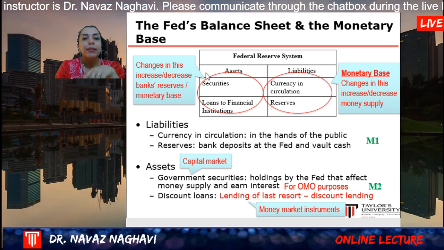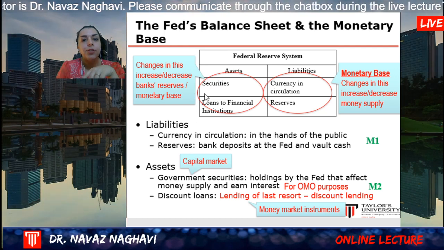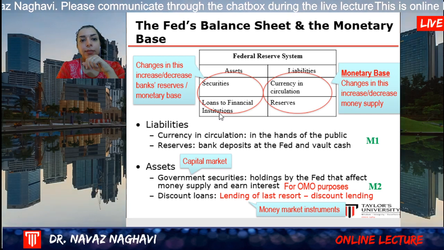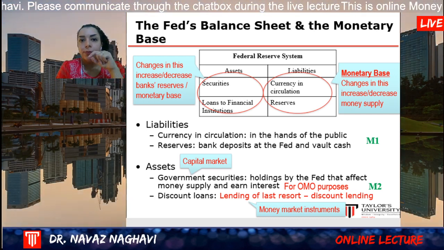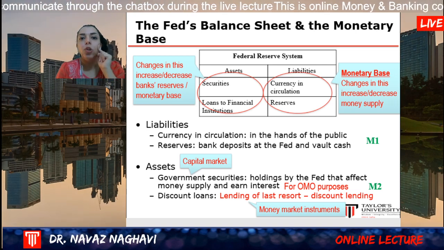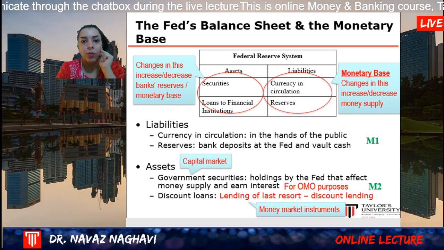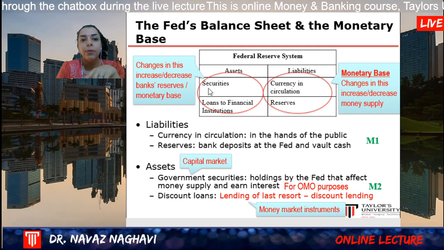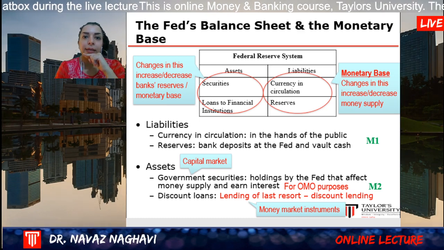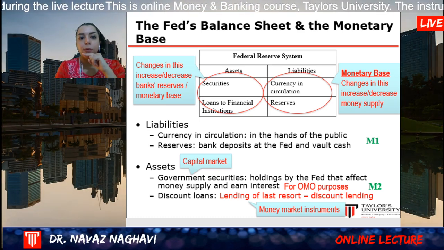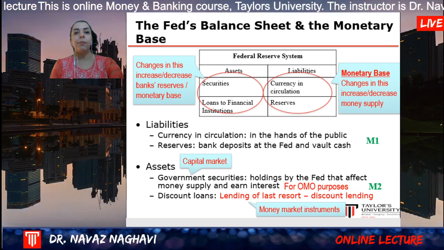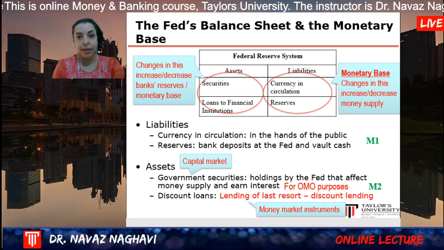Then this part, the asset side, which you can see, it's about the securities and about the loans to financial institutions. Just to give you a very brief explanation: once we are talking about the security, it is referring to open market operation, so the sale or purchase of the bond. That's open market operation, which increases or decreases the amount of the security in the Federal Reserve T account.